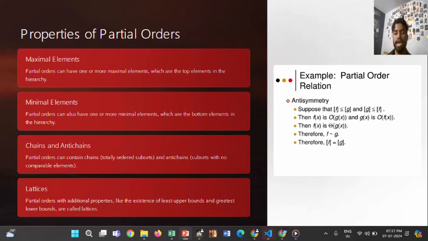Example of a partial order relation: antisymmetry. Suppose f is less than or equal to g, and g is less than or equal to f. If f of x is O of g of x, and g of x is O of f of x, then f of x is Θ of g of x. Let's consider f and g as two elements where f can be less than or equal to g, and similarly g is less than or equal to f. When f of x is O of g of x and g of x is O of f of x, then both f and g are equal. They concluded here.